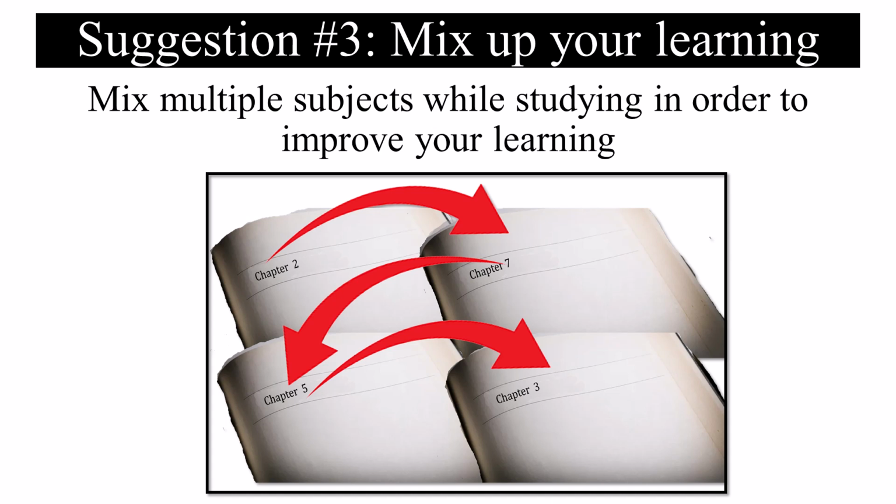Suggestion number 3, mix up your learning. Mix multiple subjects while studying in order to improve your learning. This helps you to concentrate more on the material to keep things straight in your mind. Retrieval is harder, therefore producing a longer lasting learning experience. When reading the material, your mind is continuously refreshing itself, focusing on what you are reading, and forces you to think about the material you are reading and how it relates.